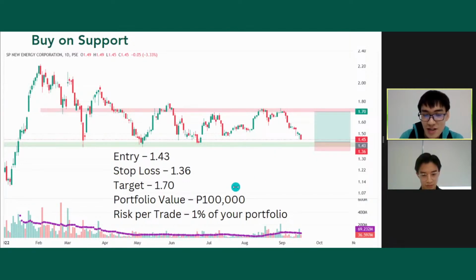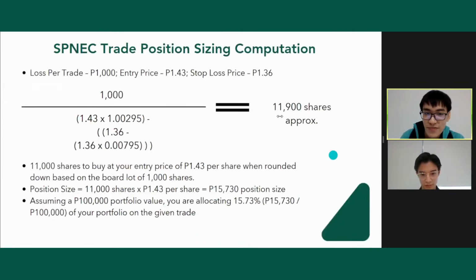So let's say you also have a 100,000 peso portfolio value, then you're risking 1% lang ng portfolio mo. So how you would compute it is parang ganito lang. So just plug in the given. So loss per trade, 1,000 pesos. Then your entry price, 1.43, then follow the equation na lang that I showed, the stop loss. Plug in mo na lang, then you should get around 11,900 shares approximately.